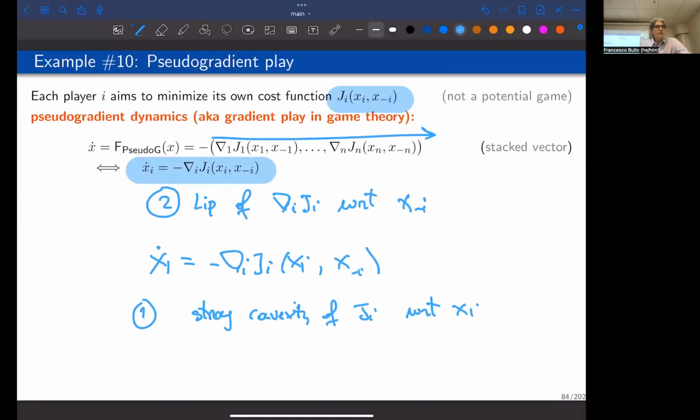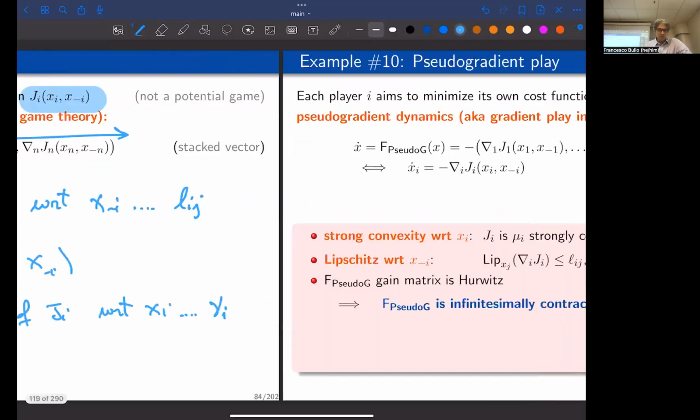Is this enough? Well, no, it's not enough, because for the network contraction theorem, you need a third assumption. Now you take all of this: this coefficient is going to define coefficients Lij, and this is going to define coefficients mu i, the strong convexity parameters and the Lipschitz constants. And then what do you need to do? You need to put them together in a matrix.